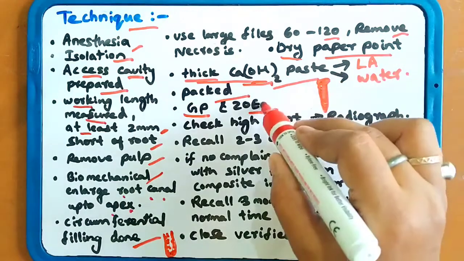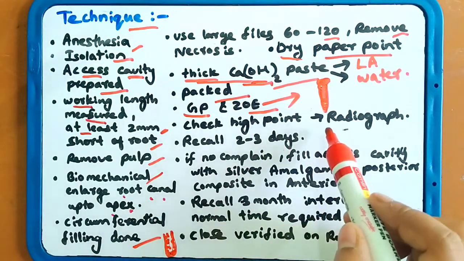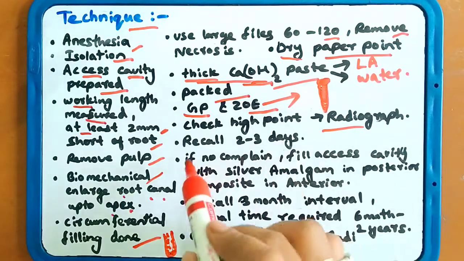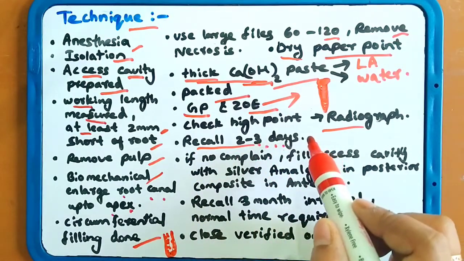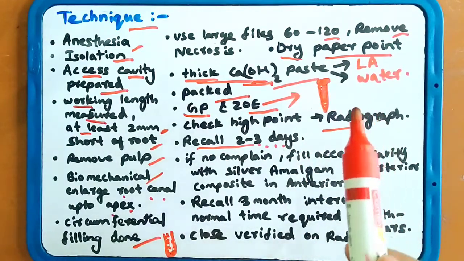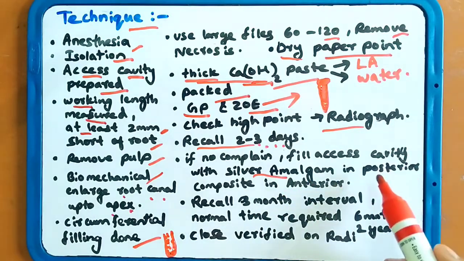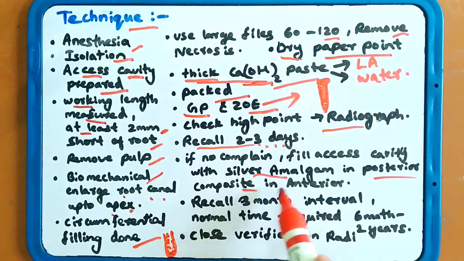Check the high points of the occlusion. Take a radiograph at that time. Recall the patient after 2-3 days. Check for any adverse reaction. If no complaint, fill the cavity with silver amalgam in the posterior teeth and composite in the anterior teeth. Recall the patient at 3-month intervals. The normal time required for the apexification technique is 6 months to 2 years.